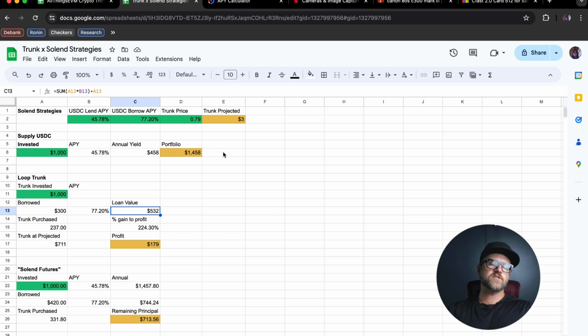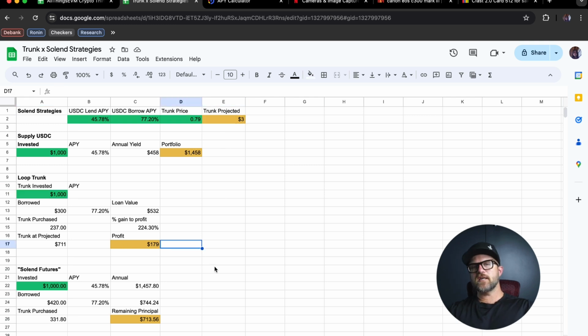Not financial advice, do your own research, but I've projected that we could be at least at $3 in the next 365 days, which would put the Trunk purchased at a total value of $733, which would give me a profit of $179 on this modest $300 investment. Of course, I'd have the initial investment that I put into Solend as well on the Trunk side, and that would appreciate at the same rate, so I'd be in massive profit if the price was to go to $3.